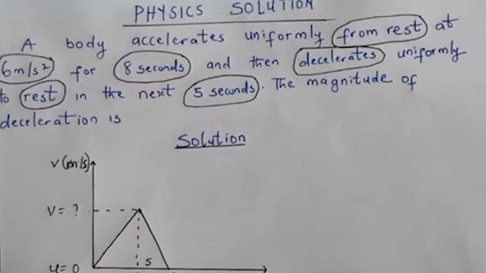You can see the diagram also depicts that the body starts from a velocity of 0 meters per second, from rest, and upon reaching a time of 8 seconds, it then decelerates uniformly to rest. We are being asked to find the magnitude of that deceleration, and the deceleration takes 5 seconds. Now let's solve.